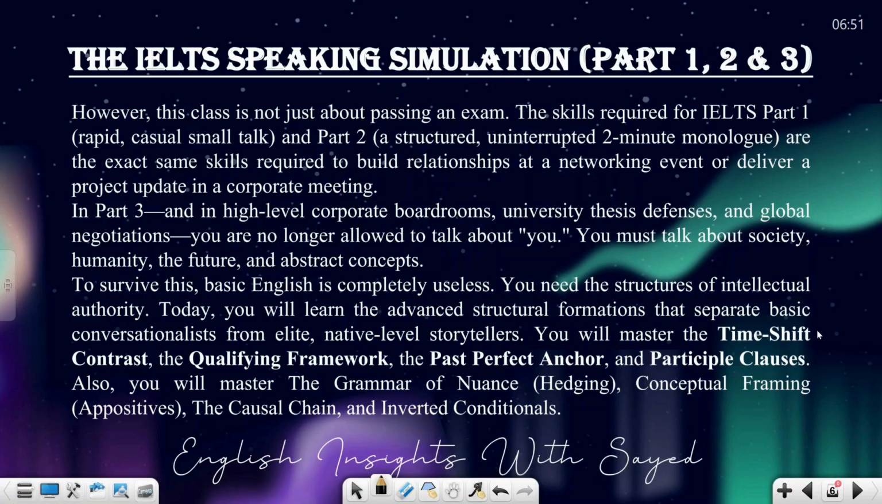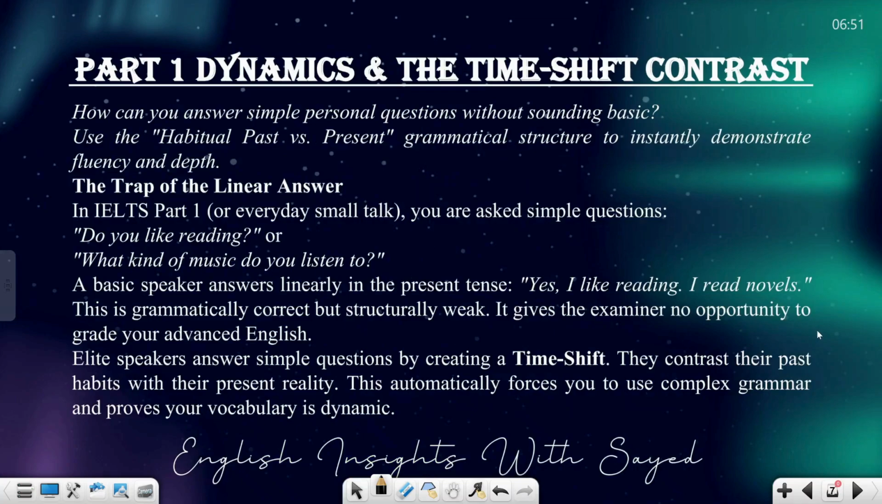You will master the grammar of nuance, hedging, how to hedge, right? So conceptual framing we discussed in the earlier classes, the causal chain, and inverted conditionals. So we discussed inverted conditionals also. So these are the things we have learned. We have learned so many things.